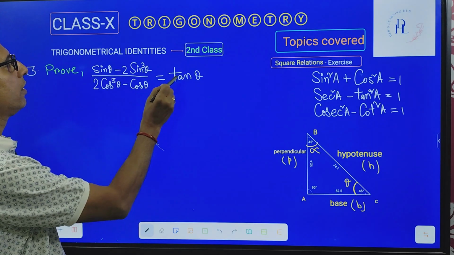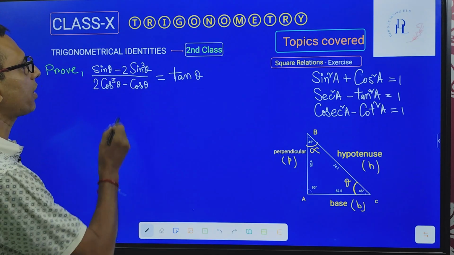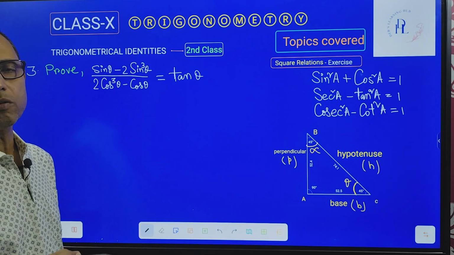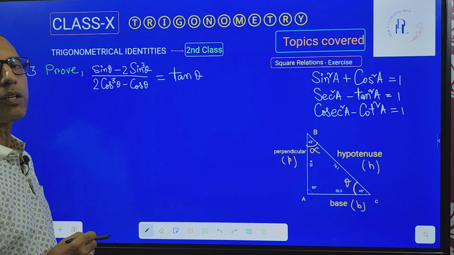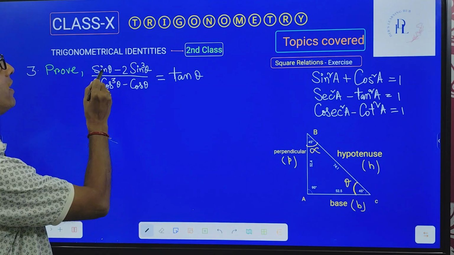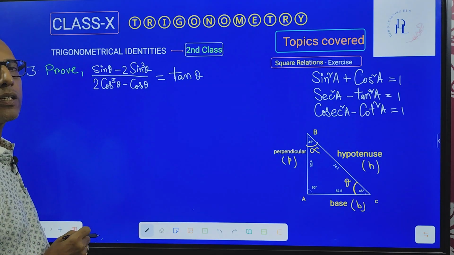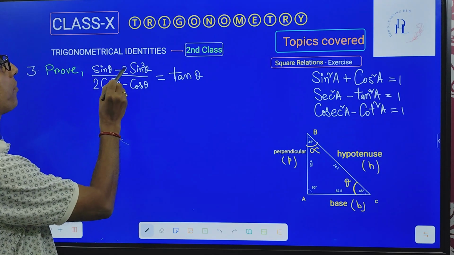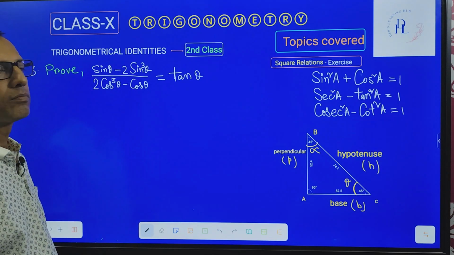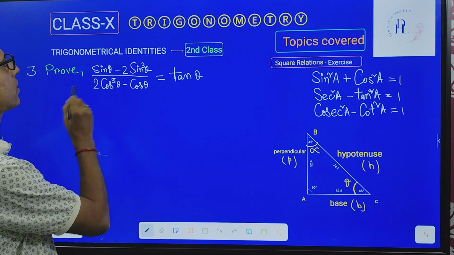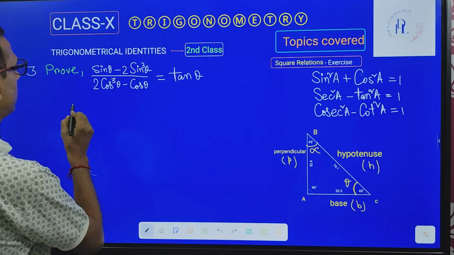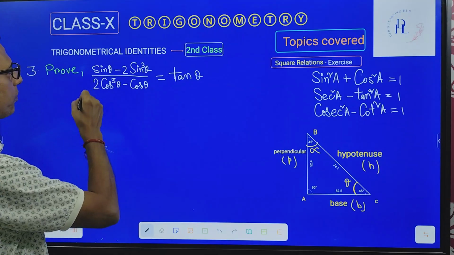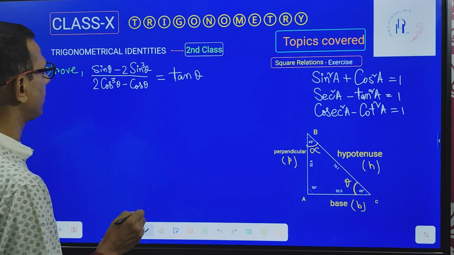So what you can do? It is only tan theta on the right side. That means you need to simplify the left hand side in such a way that it will be sin theta by cos theta. Very simple. Take sin theta common here: sin theta into 1 minus 2 sin square theta. And take cos theta common: 2 cos square theta minus 1. So start from the left hand side. Automatically sin theta by cos theta, tan theta, will be coming there, right?